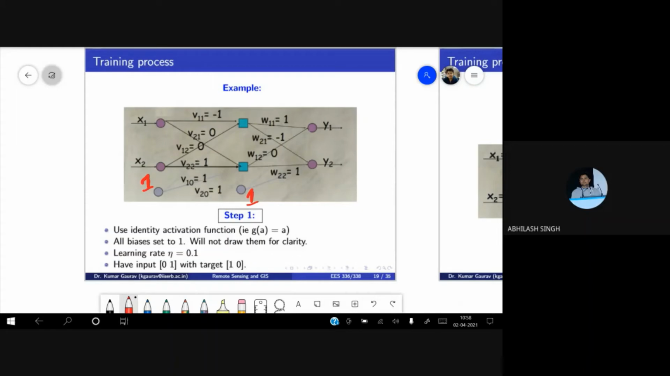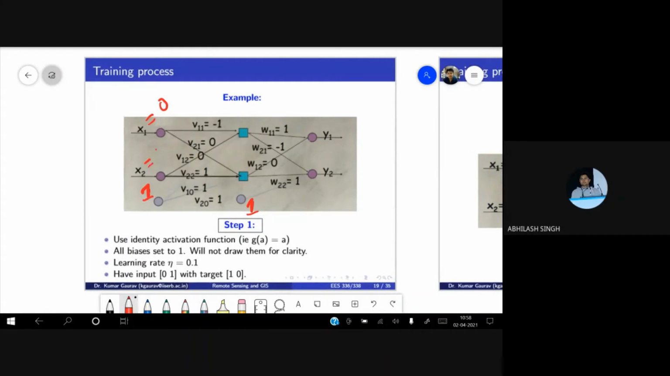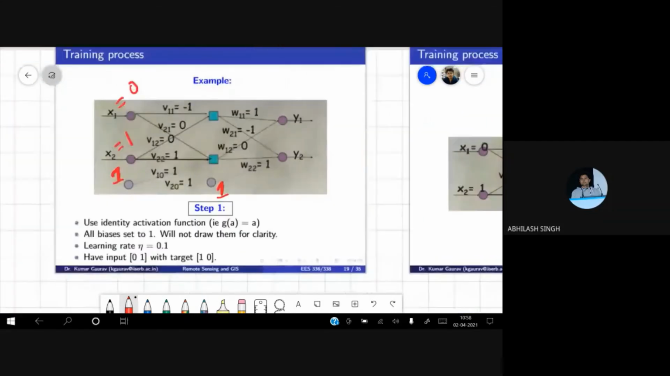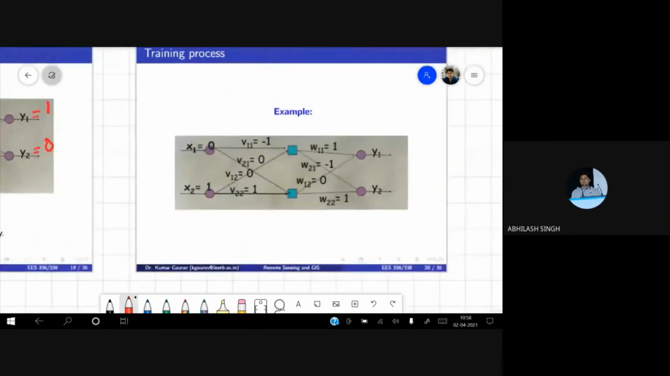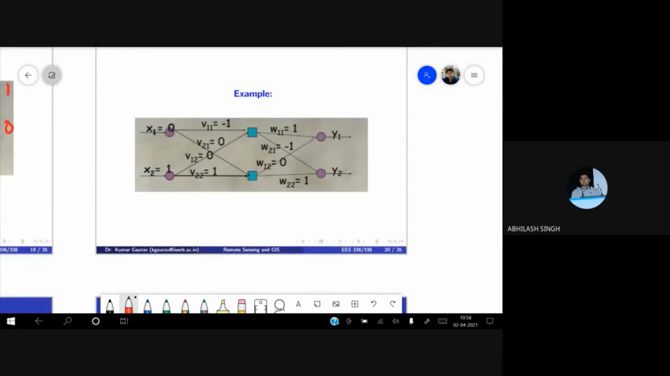We will assume a learning rate of 0.1, and let us assume input 0 and 1, meaning x1 is 0, x2 is 1. For this set of input 0, 1, and this set of weight coefficients, we are expecting a value of 1 and 0. So let us start. With 0 and 1, and with this weighting coefficient and the bias terms, we will compute y1 and y2, expecting y1 to be 1 and y2 to be 0.